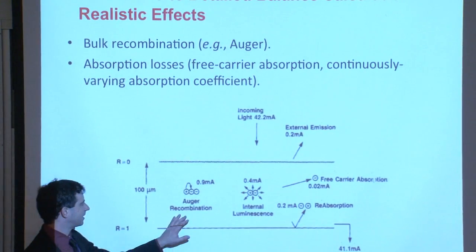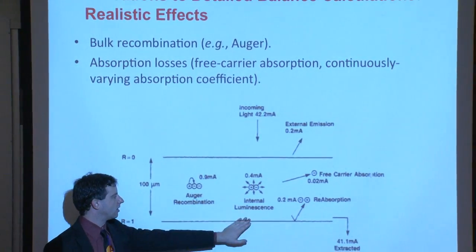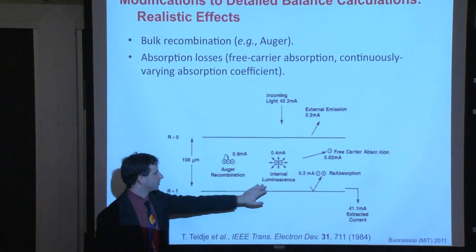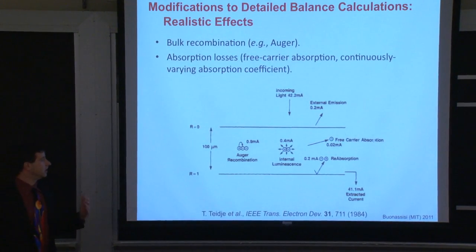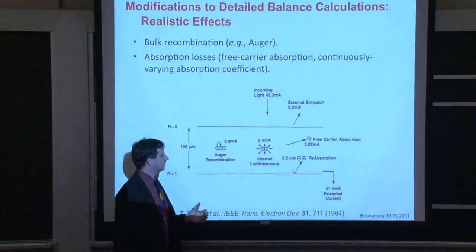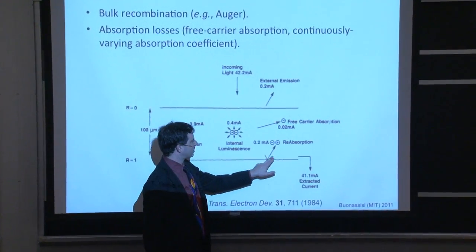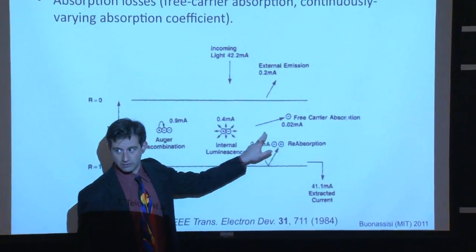We can, for instance, take into account recombination mechanisms that aren't only radiative. We can take Auger recombination. We can take Shockley-Read-Hall recombination into account. We can also take what's called photon recycling into account.